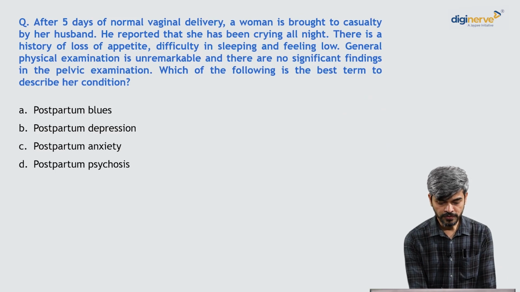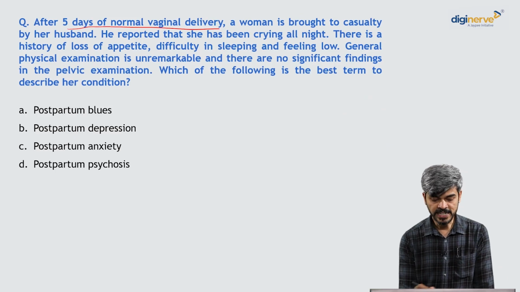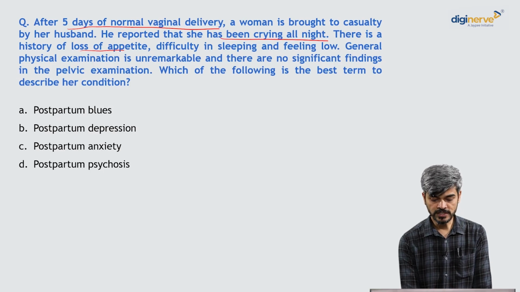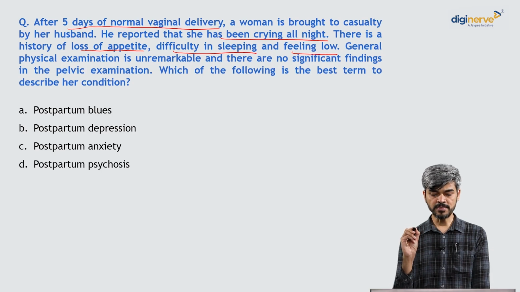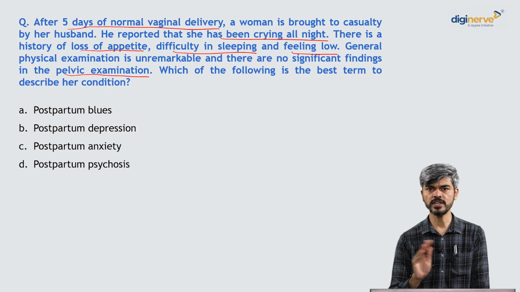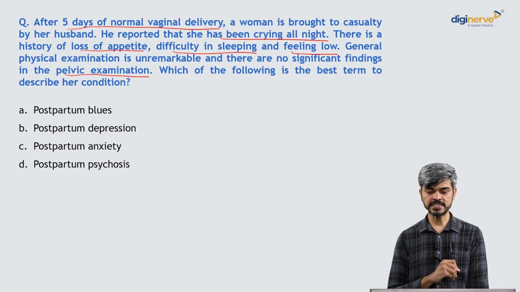After 5 days of normal vaginal delivery, a woman is brought to casualty by her husband. He reported that she has been crying all night. There is a history of loss of appetite, difficulty in sleeping, and feeling low. General physical examination is unremarkable. There are no significant findings on the pelvic examination, no other complications. Which is the best term to describe her condition?